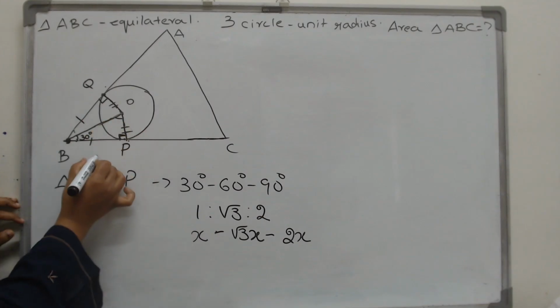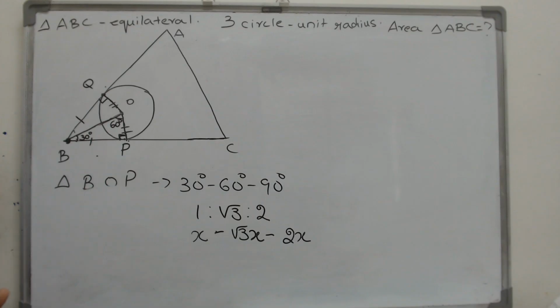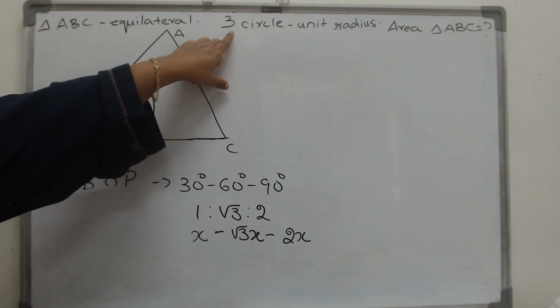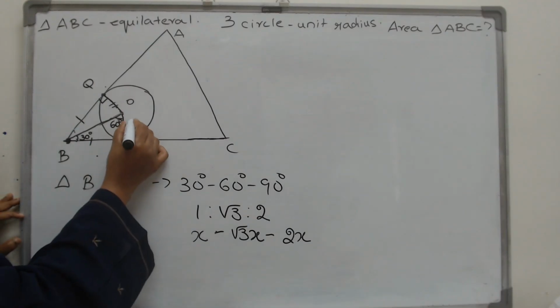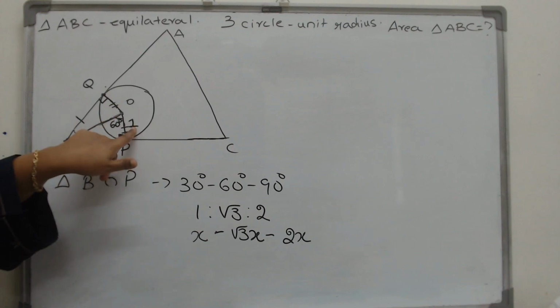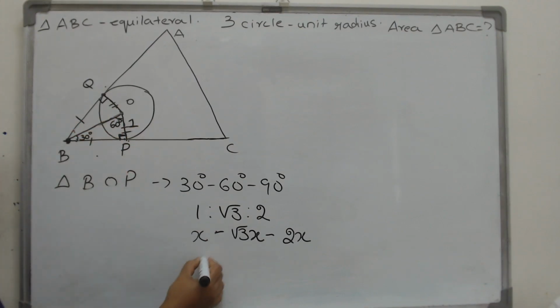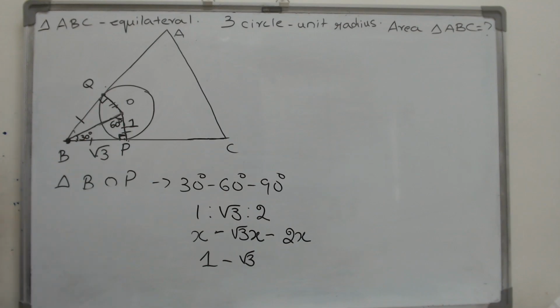BP is the side opposite to this 60 degrees. But what information do we have? Each of these circles is of unit radius, which means it is of radius 1 unit. Opposite to 30, you have 1 unit, which means opposite to 60, you will have what? You will have root 3 units. So this much is going to be root 3 units.